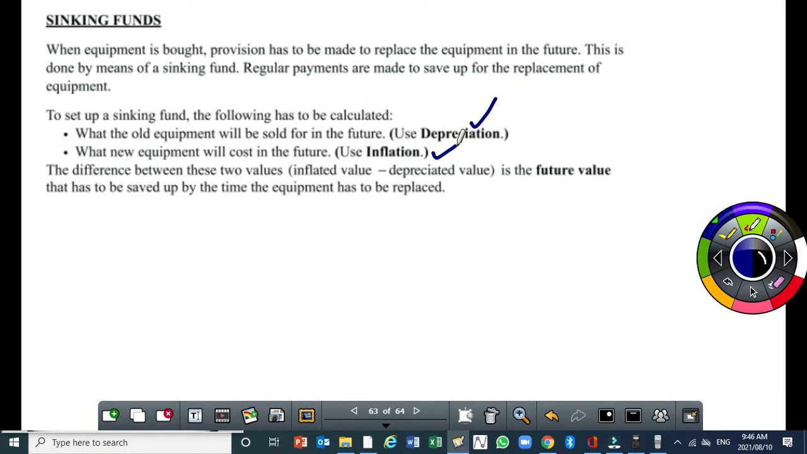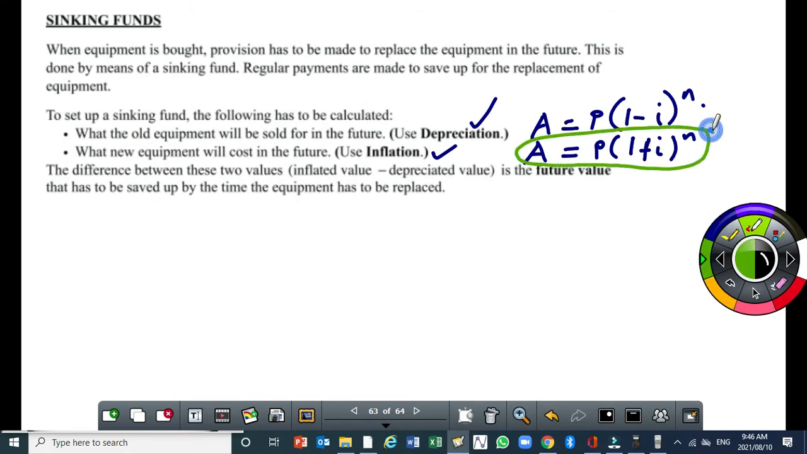Now, if you remember, when it comes to depreciation, the reducing balance formula was A equal to P times 1 minus I raised to the power of n. Right? That's the most common one which is used when it comes to doing calculations on depreciation. For inflation, we use the appreciation formula, which will be A equal to P times 1 plus I raised to the power of n from your grade 10. Remember, I did grade 10 finance, right? All questions on inflation use this formula here.